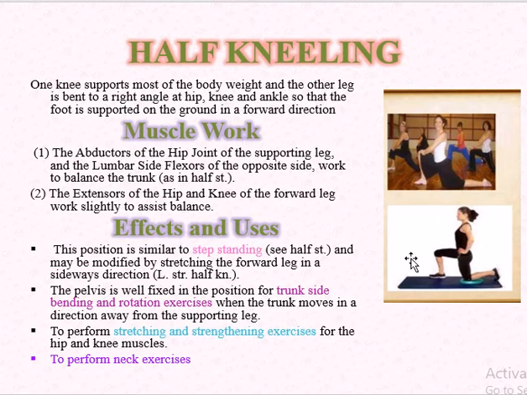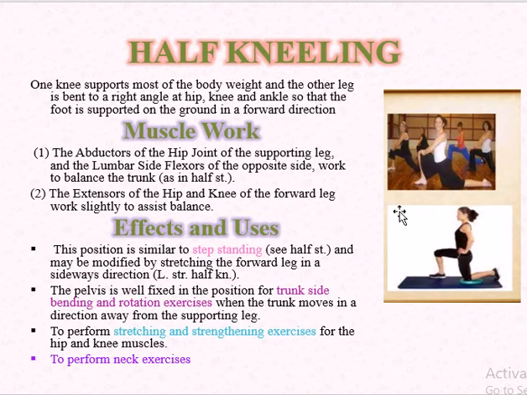Muscle work. The abductors of the hip joint of the supporting leg and the lumbar side flexors of the opposite side work to balance the trunk. Besides this, extensors of the hip and knee of the forward leg work slightly to assist balance. Because if these muscles don't work, then there is a possibility that the person will slump and could not maintain balance. What are the effect and uses of half kneeling?